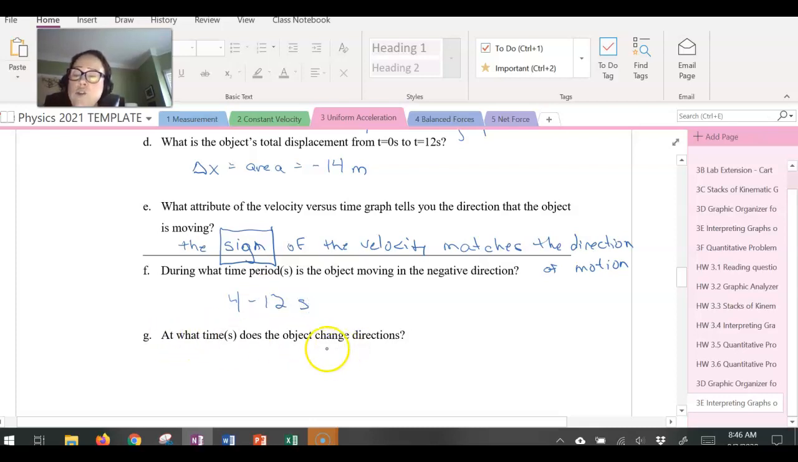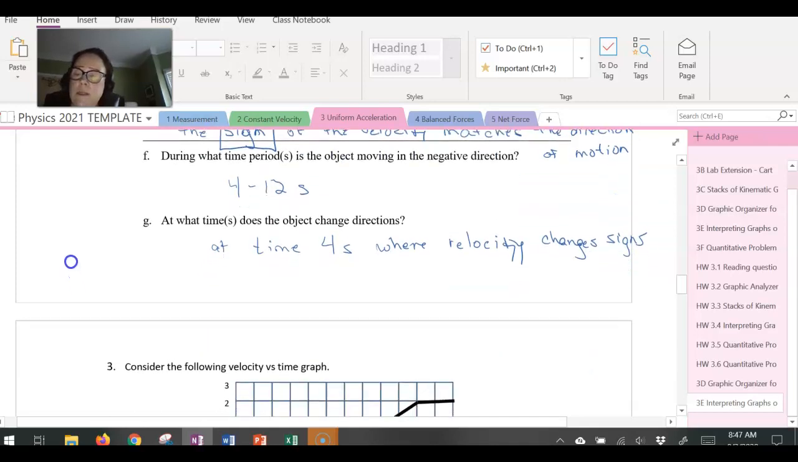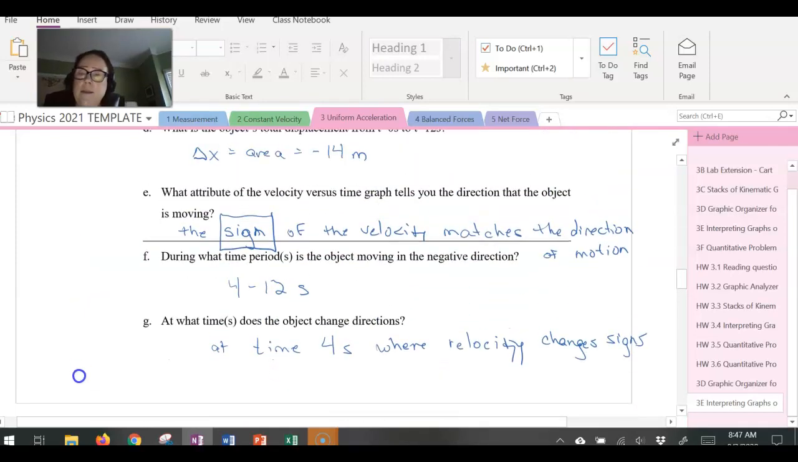Where does it change directions? At time 4 seconds, that's where velocity changes signs. Okay.